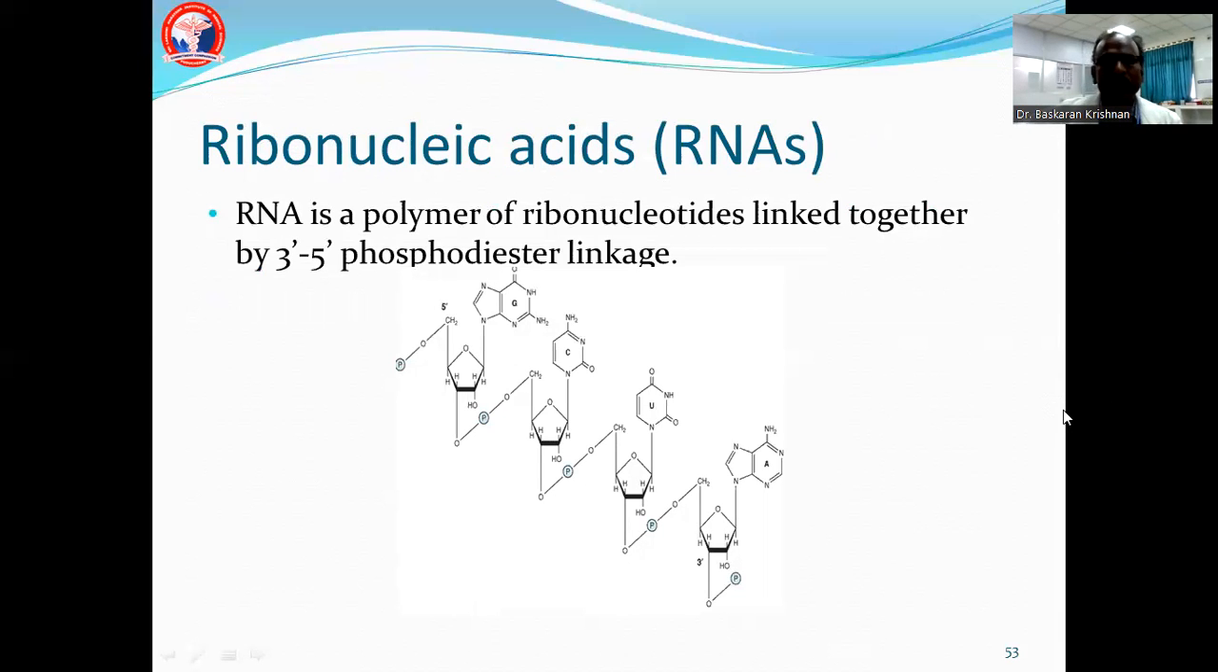Ribonucleic acids, RNAs, are polymers of ribonucleotides linked through 3' to 5' phosphodiester bonds. This should not be confused with the direction of the molecule. Direction is always from 5' to 3'. The bond is formed from 3' to 5' here.